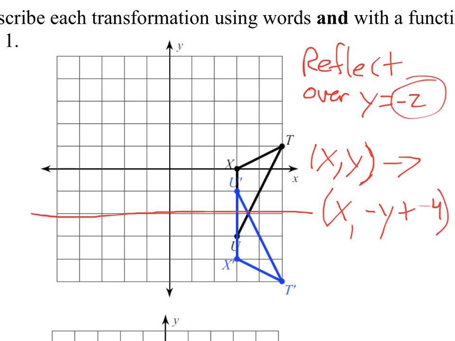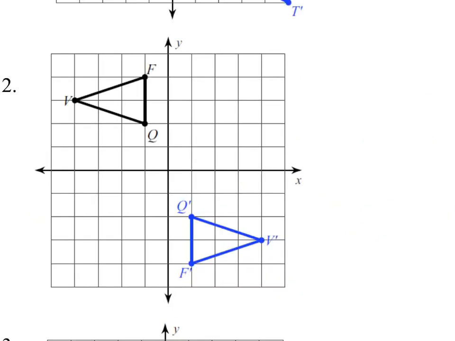So you double this number, and that goes right there. -y plus double that number. 2, this one here is a rotation, and it's a 180-degree rotation.